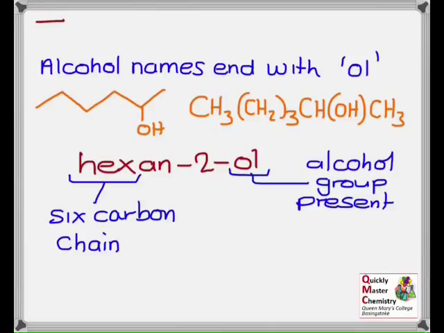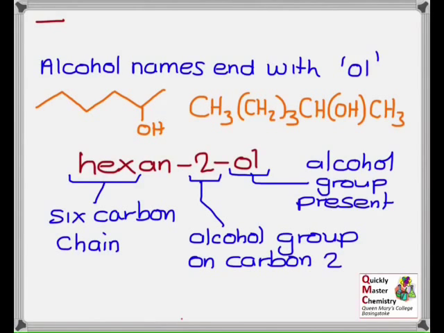And so we've got the "ol" ending at the very end, and that shows clearly the presence of an alcohol group. And the number 2 shows the position of the alcohol group along the chain. So hexane-2-ol is a 6-carbon chain with an alcohol group, OH group, attached to carbon 2 of the chain. So if you want to think about it this way, to name an alcohol, you chop the E off the end of the alkane name for the molecule if the alcohol group wasn't there, and then you put a number to show the position of the alcohol group, and then "ol" to show that it's an alcohol.